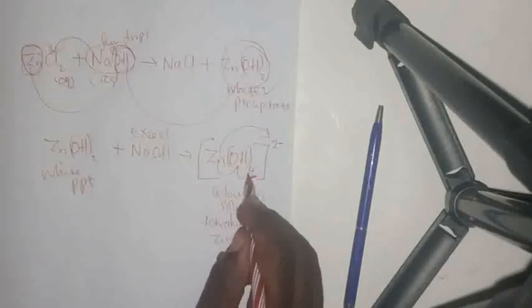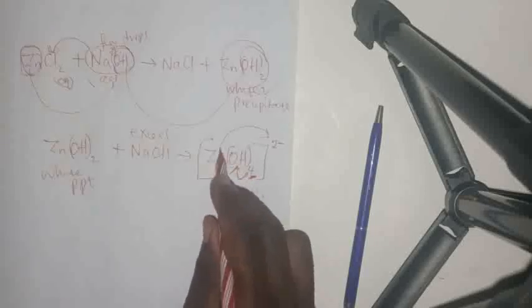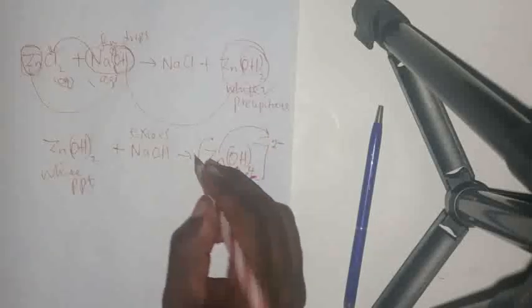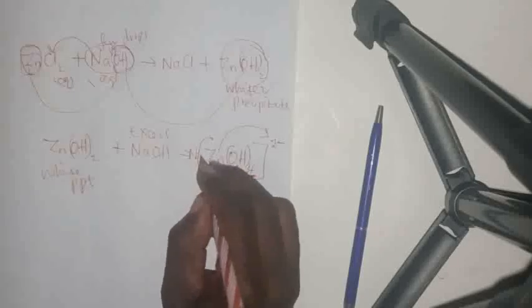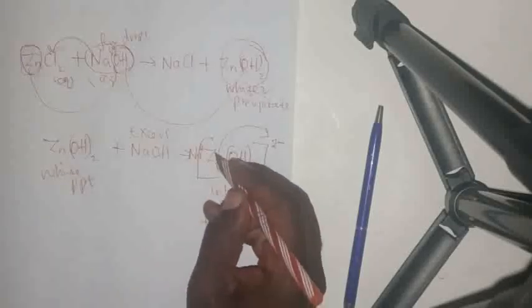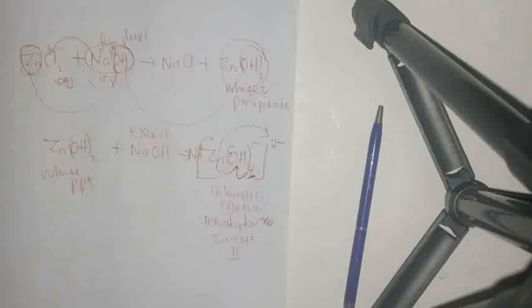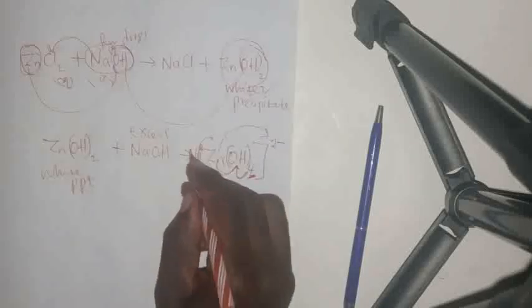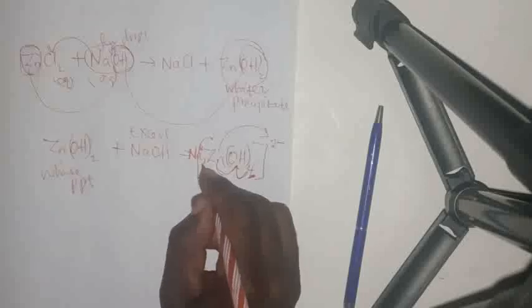Tetrahydroxozincate(2-). Look at that: tetra, 4 hydroxo, that is hydroxide ions, zincate, then 2. And someone can decide to put sodium ions here, no problem. I can put 2 here. That still makes sense to us. So you can put sodium here, then you put 2 here, then you can put 2 here.